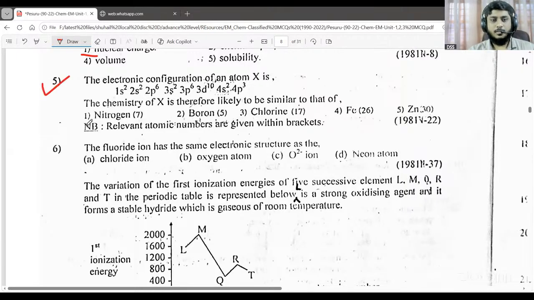Do question number 5 and this one, 6. 5 and 6.